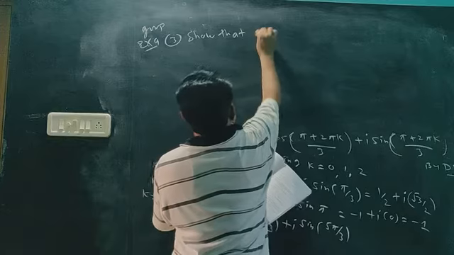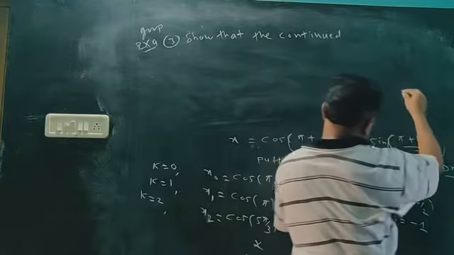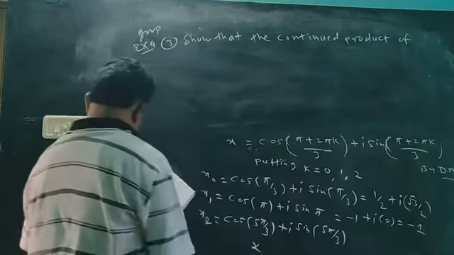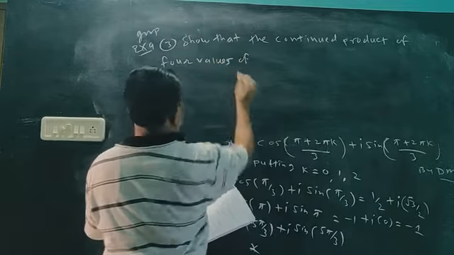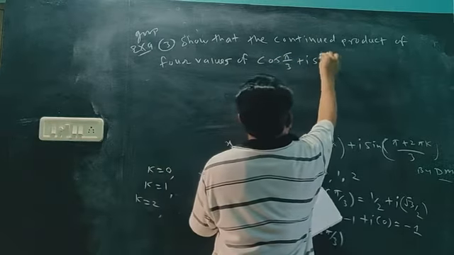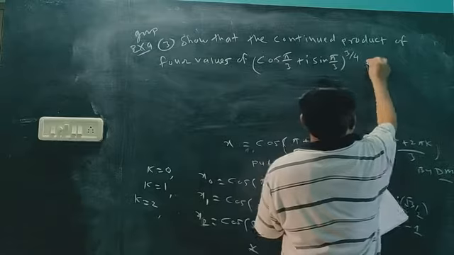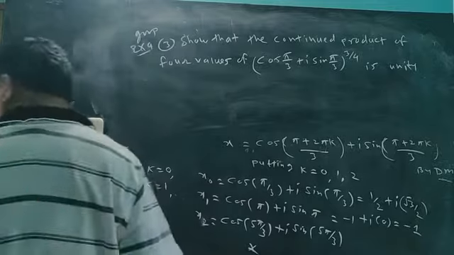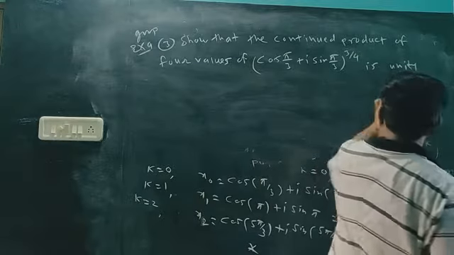Show that the continued product of 4 values of (cos pi by 3 plus i sin pi by 3) raised to power 3 by 4 is unity. Okay, unity, 1. So the product of 4 values of this.